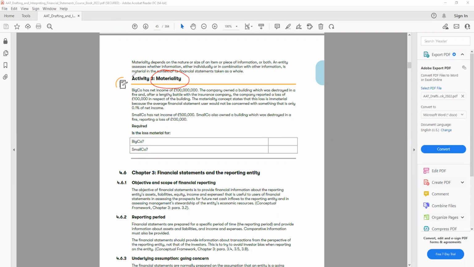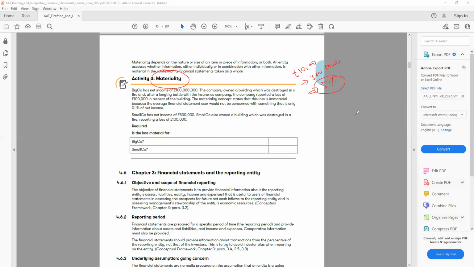Now, materiality is a subjective figure, and it depends on the situation. For example, if a small business has an income of £10,000, for them £1,000 or maybe £500 could be material, because it is almost 5% of their income. So it could be more material.